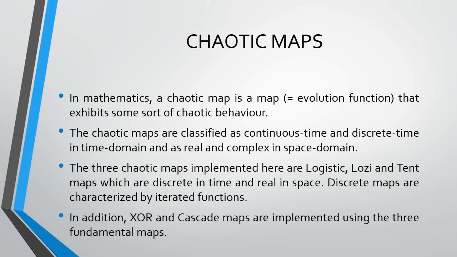So in time domain, these are classified as continuous and discrete, whereas in space domain, these are classified as real and complex. The three chaotic maps implemented here are logistic, lossy, and tent map. These are discrete in time and real in space. Discrete in time implies the time factor is discrete and is represented by n equal to 0, 1, 2, 3. That is discrete time steps. In addition, two hybrid maps are implemented, XOR and cascade maps. So we shall see how the maps are implemented.